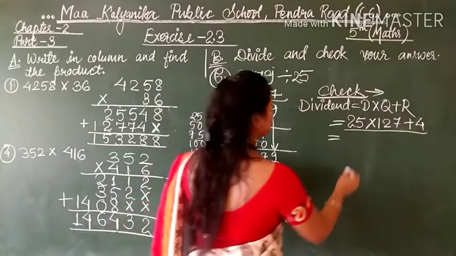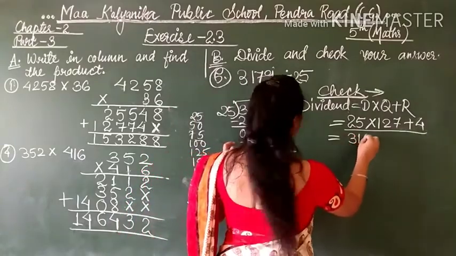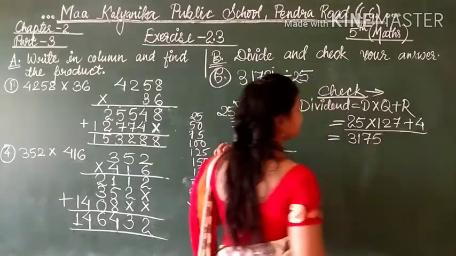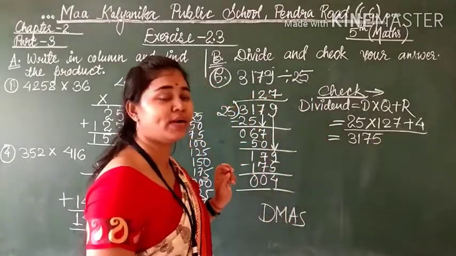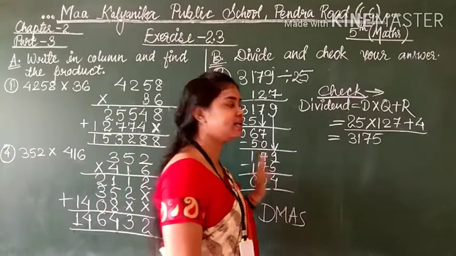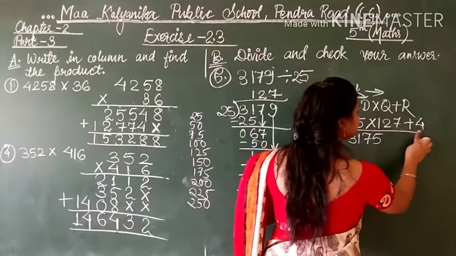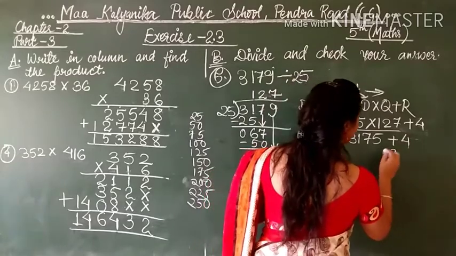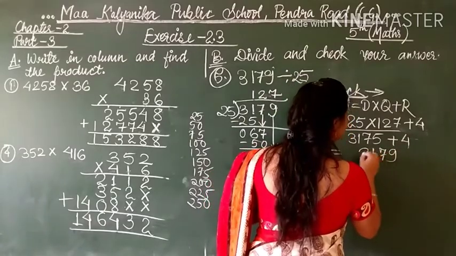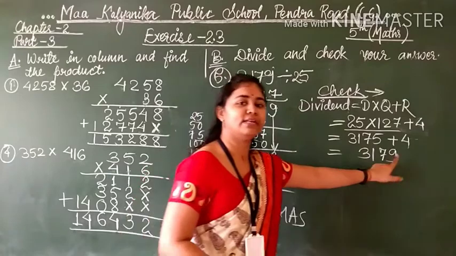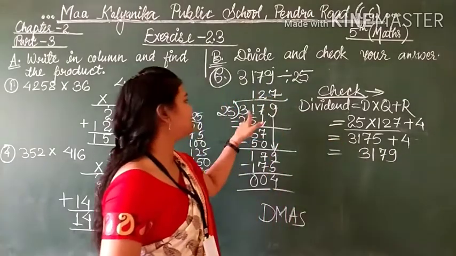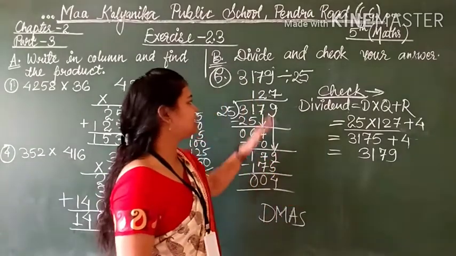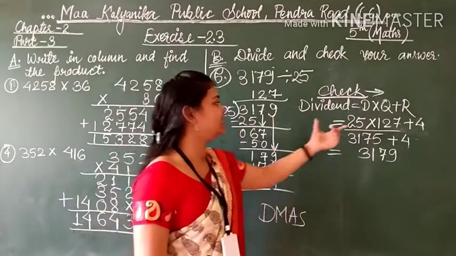So the answer received is 25 multiplied by 127 is 3175. Now plus 4 is there. So plus 4 we will do. So 5 plus 4 is 9. 7, 1, 3. So 3179. 3179 is your dividend. So this answer you have received means the solution which you have done is correct.